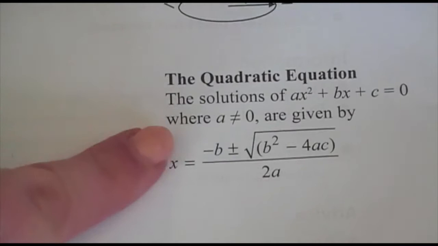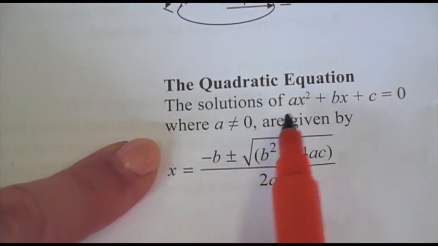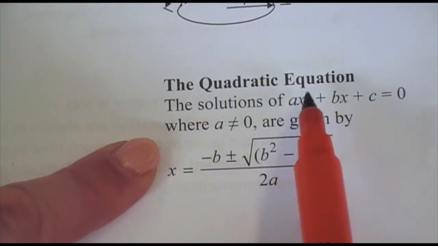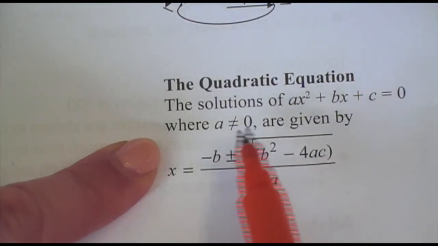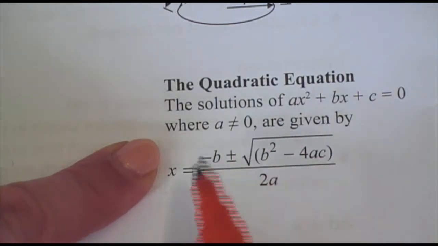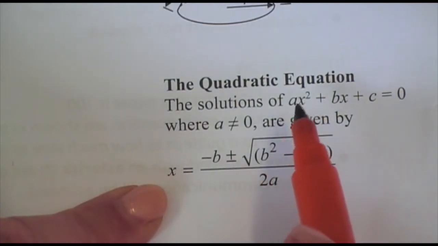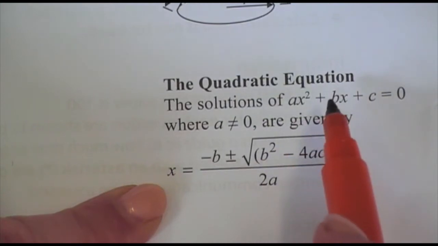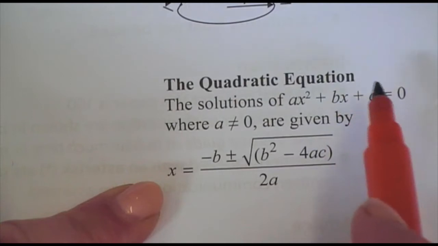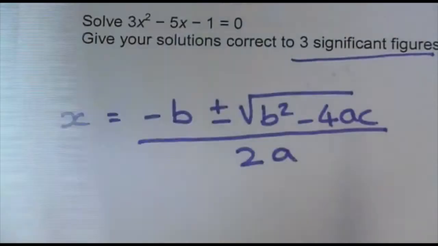And in fact, in the formula sheet, they try and give you a little bit of a clue as to what you do with this formula. They say that the solutions of a quadratic in the form of ax squared plus bx plus c equals 0, where a is not equal to 0, are given by, and then there's the equation. So what they're saying is whatever is the coefficient of the x squared term is going to be a. Whatever the coefficient is of the x term will be b, and whatever the constant is, the number on its own at the end, that's going to be c.